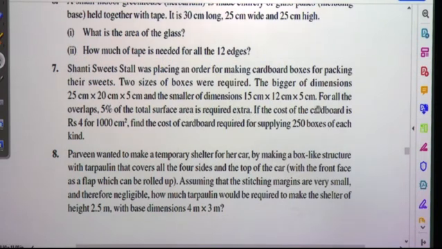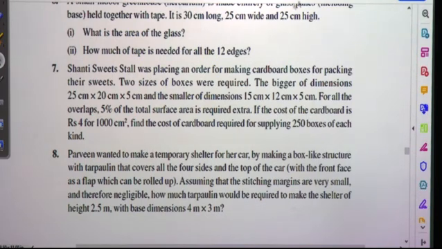What has been informed to us? For all the overlaps, while preparing the boxes, whatever overlapping is done of the cardboards, 5% of the total surface area is required extra for that. If the cost of the cardboard is rupees 4 for 1000 centimeter square, find the cost of cardboard required for supplying 250 boxes of each kind, means 250 boxes of bigger dimension and 250 boxes of smaller dimension.